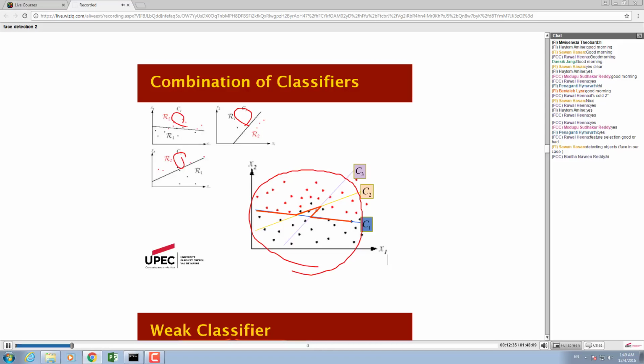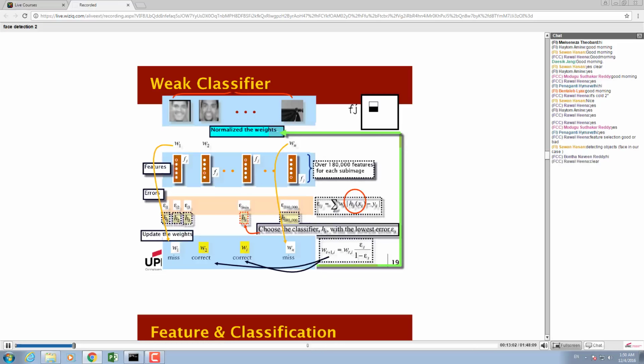By generating single classifiers like C1, C2, C3 with good features, we can generate one strong classifier. Actually, this is the final target of the AdaBoost training system. Is that clear? Okay, so this is just a concept. To achieve this goal, we need the next slide.